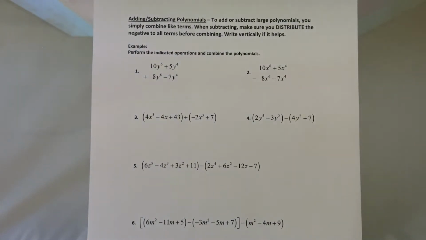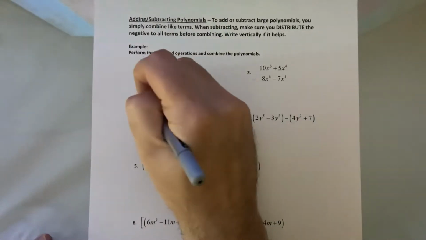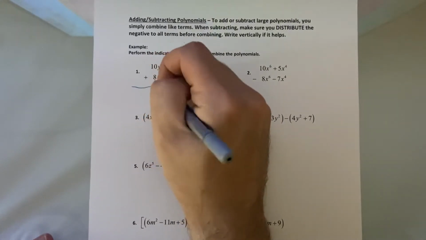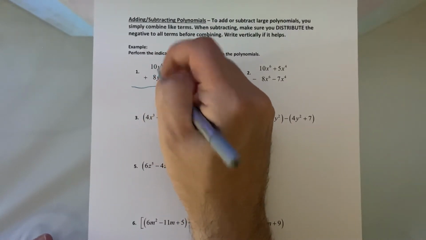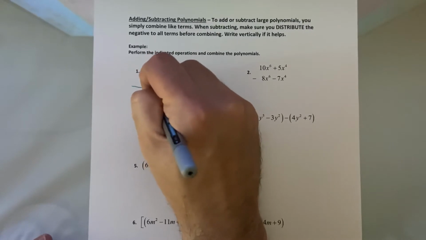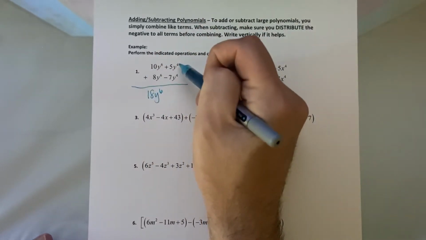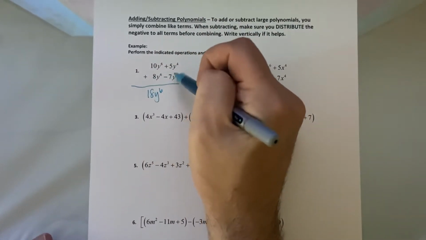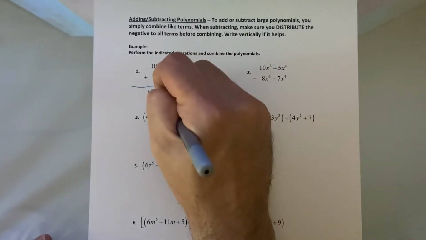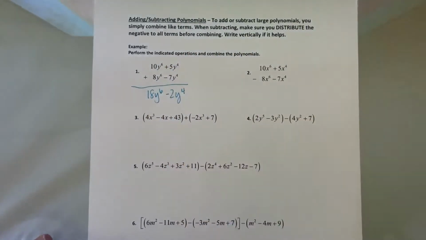Okay. So perform the indicated operations and combine the polynomials. It's kind of easy when they're stacked vertically like this. When you're adding, you're just adding the like terms. 10y to the 6th plus 8y to the 6th is 18y to the 6th. 5y to the 4th plus negative 7y to the 4th. 5 minus 7 is minus 2y to the 4th.